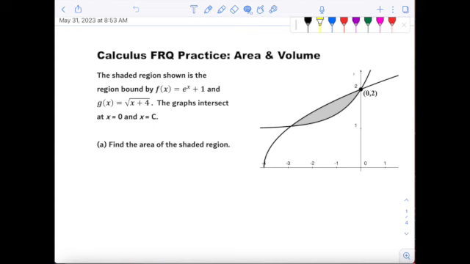We are doing another AP FRQ, free response question review, this time for area and volume. This is a fairly popular topic, and usually one of the six might be this topic, so I'm just putting a few of the classic ideas together in one problem here.